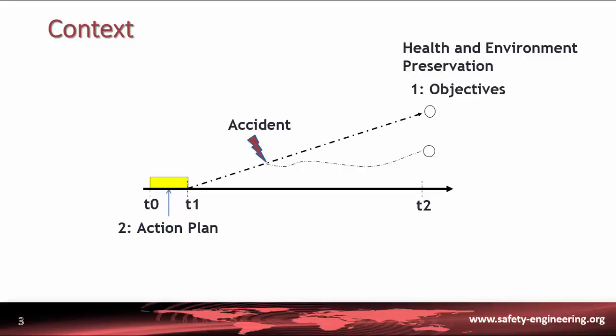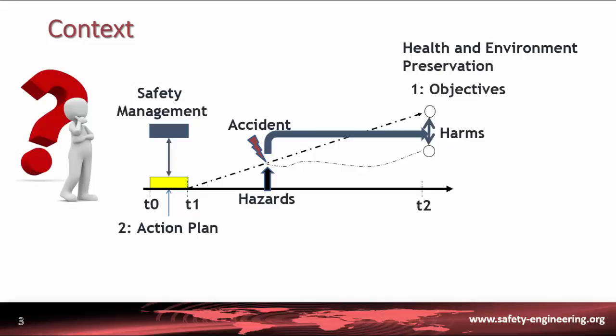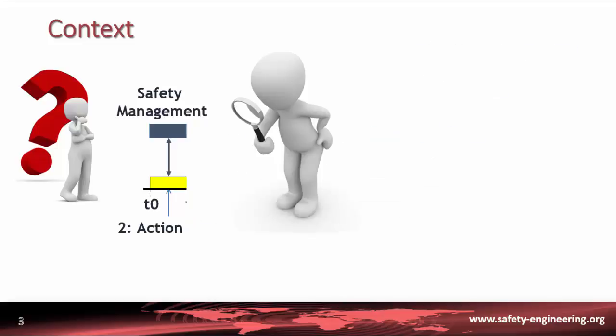Risk is the potential consequence of this unexpected disruption in execution. In the field of safety, dreaded events are called accidents and negative consequences are called harms. The causes are called hazards. Safety management is introduced to control the risk of harms ahead of time, that is before T1. What has to be done to manage safety? This video will answer that question.